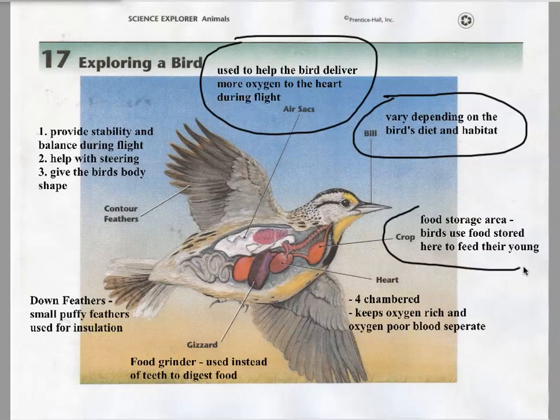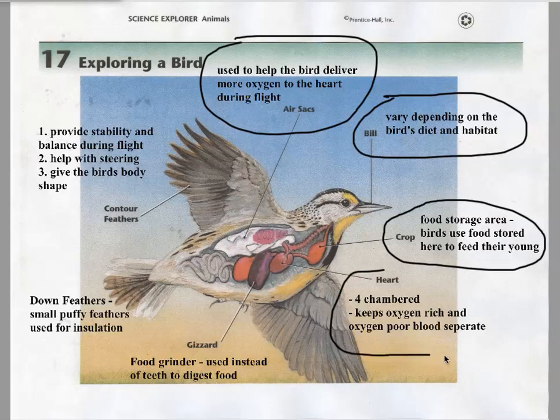The crop, internal adaptation, it's part of the digestive system, and this is a food storage area. The crop comes immediately in the digestive system, immediately after the birds swallow the food, and we know that birds do not have teeth. The lack of teeth is an adaptation for flight to help keep them lightweight. So birds tend to swallow food mainly whole, and this is a place where they store food, actually regurgitate that food back up for their young.